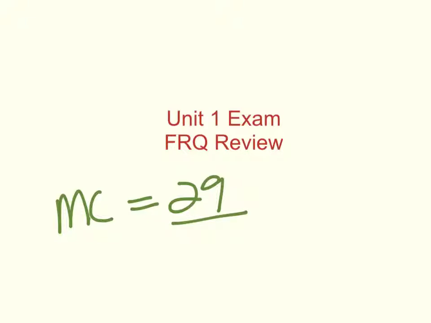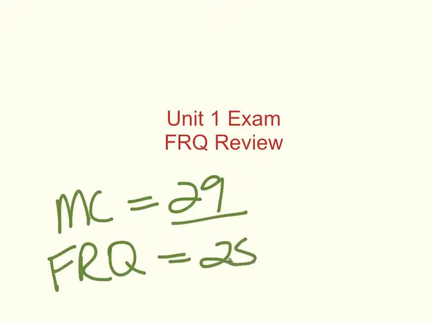So quickly, let's remind ourselves of scores. Multiple choice, you have 29 possible points, 29 questions, 29 points. So your score is a score out of 29. The FRQ, for each question, I'll tell you how it's broken down. But ultimately, both FRQ questions together are worth 25 points. The first question on the chi-square was worth 10 points. The second question on the graph about enzymes and our enzyme experiment was worth 15 points.